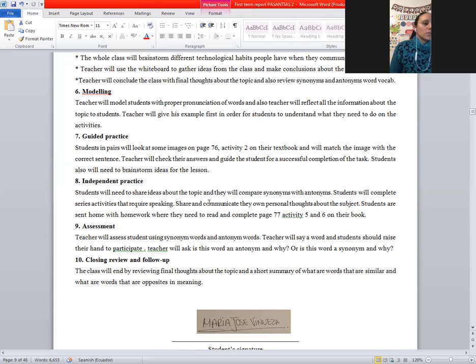For the closing review and the follow-up, the class will end reviewing final thoughts about the topic and a short summary of what are the words that are similar and what are the words that are opposites in meaning.